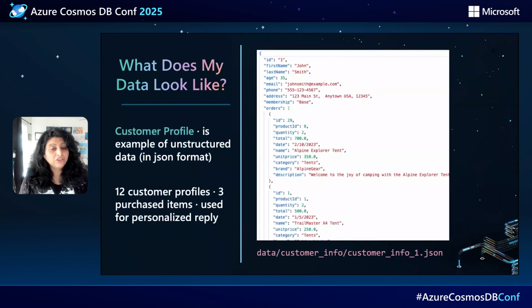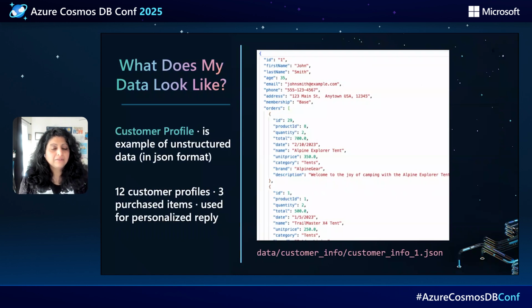This is unstructured data in JSON format, and this represents our customer data. We have 12 customer profiles. Again, you can go into the data folder under customer info. Each profile gives you a little bit of information about the customer and has 2 to 3 purchase orders that they've made from this site as history.